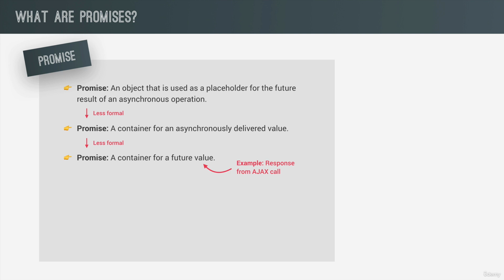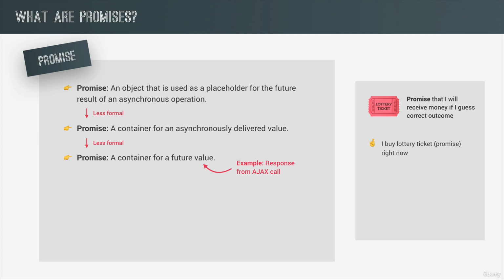But to understand this concept even better, I like to use the analogy of a lottery ticket. So a promise is just like a lottery ticket. So when I buy a lottery ticket, essentially I buy the promise that I will receive some amount of money in the future if I guess the correct outcome, right? So I buy the ticket now with the prospect of winning money in the future, and the lottery draw, which determines if I get the money or not, happens asynchronously. So of course, I don't have to drop everything and keep waiting until the lottery draw happens, right? Now, in case I did get the correct outcome, then I will receive my money, because I have my lottery ticket, which is the promise that I bought.